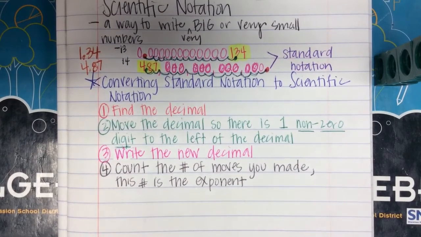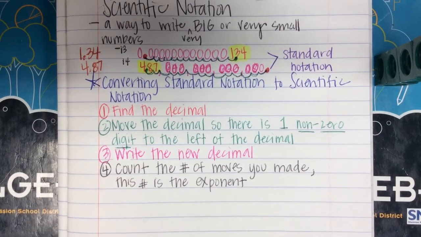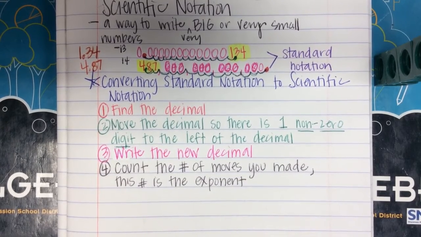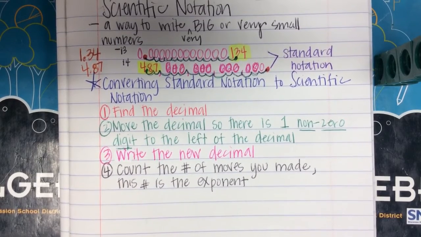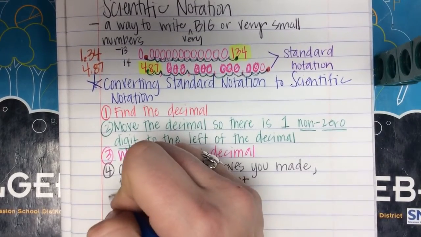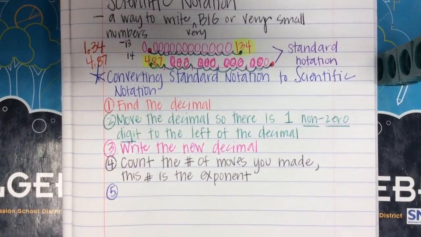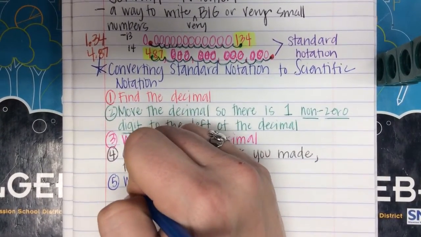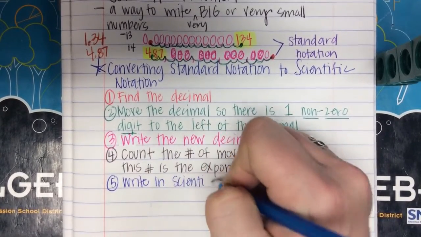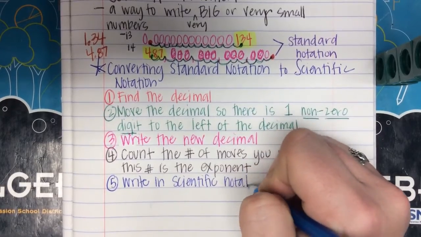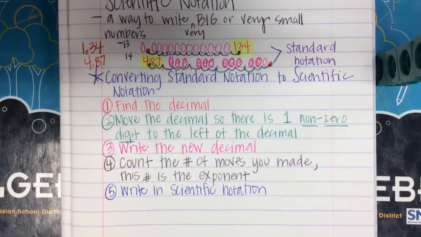And ladies and gentlemen, do you know how to make the decimal move one time whenever you want? What do you multiply by to make the decimal move one time no matter what? Not 1. 1 doesn't move at all. You multiply by 10. You write in scientific notation.